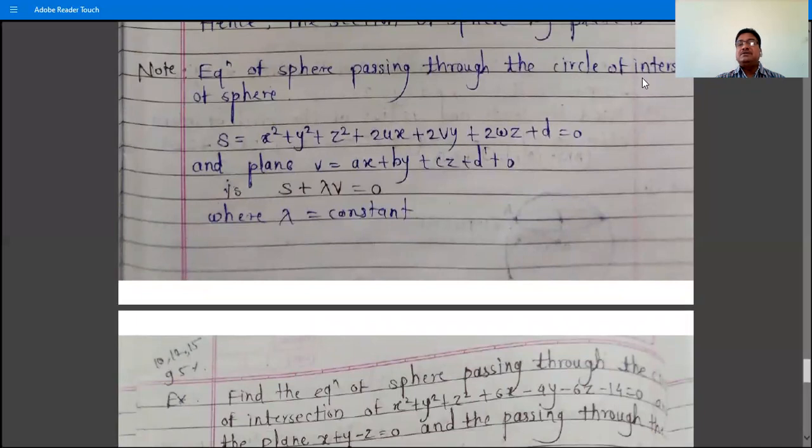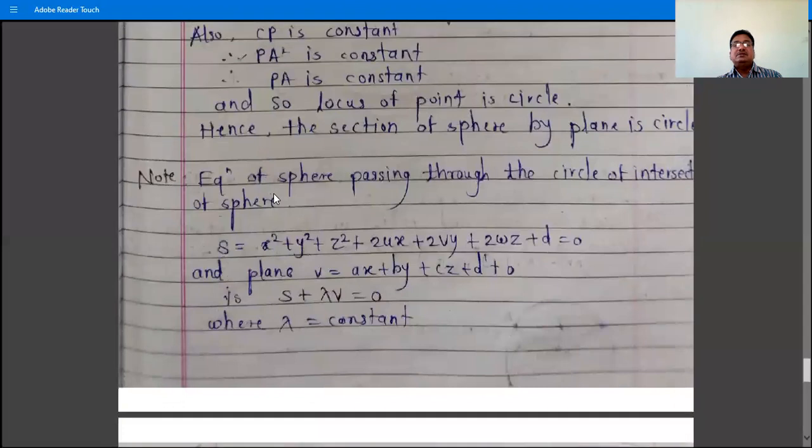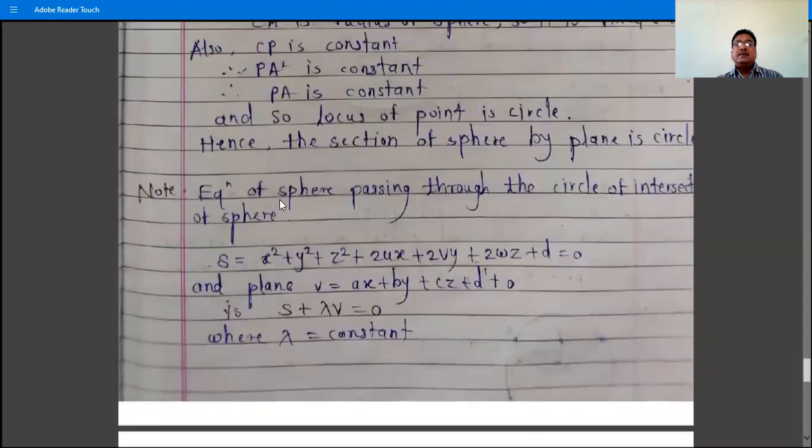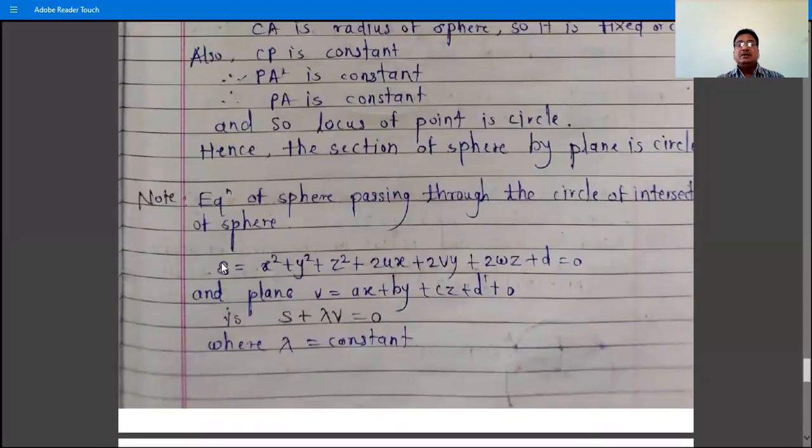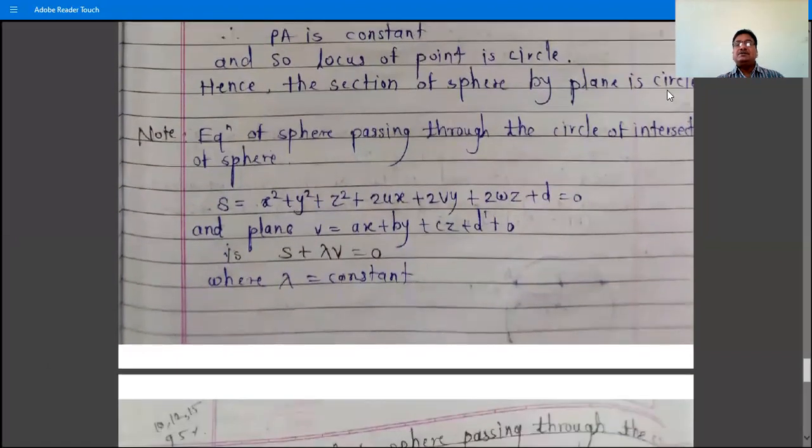Equation of a sphere passing through the circle of intersection of a sphere and a plane. The next point is this, and it is also important. The intersection of a sphere and a plane is a circle, and now we have to find the equation of the sphere passing through the circle of intersection of this sphere and this plane.